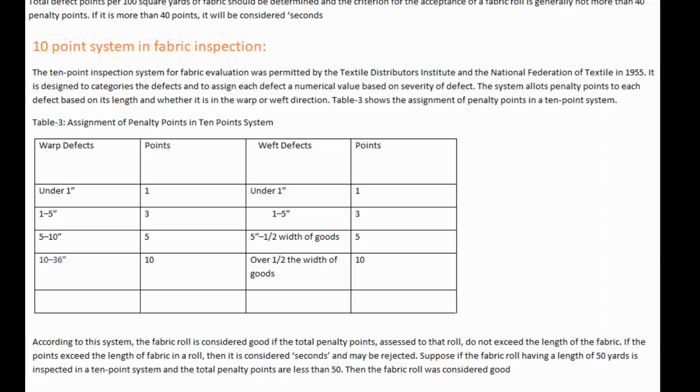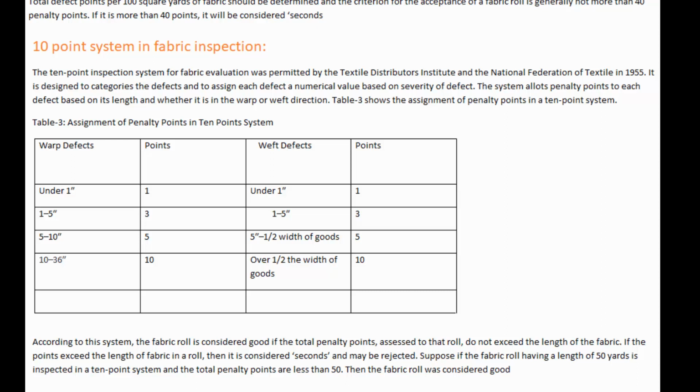Table 3. Assignment of penalty points in 10 points system. Warp defects points, weft defects points. Under 1, 1; 1 to 5, 3; 5 to 10, 5; 10 to 36, 10; over 1/2 the width of goods, 10.